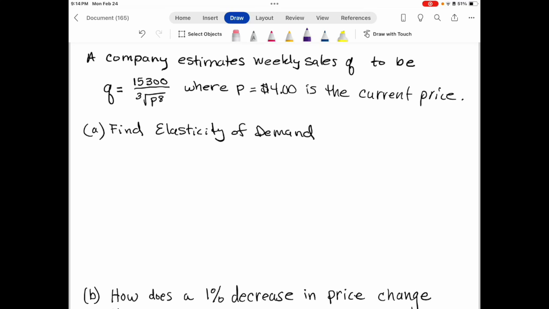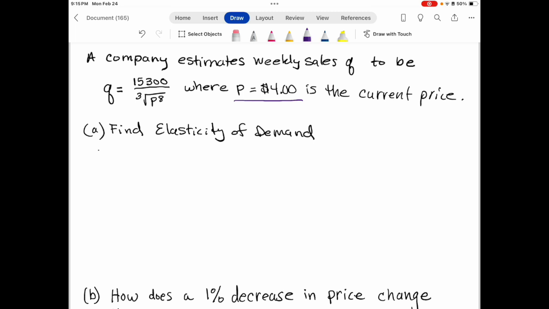A company estimates that weekly sales, labeled Q, is Q equals 15,300 divided by the cube root of P to the eighth, where P equals 4 is the current price per unit. So that means I would plug in 4 for P, and that would give me the quantity Q.